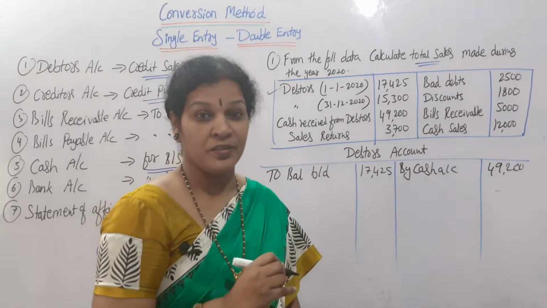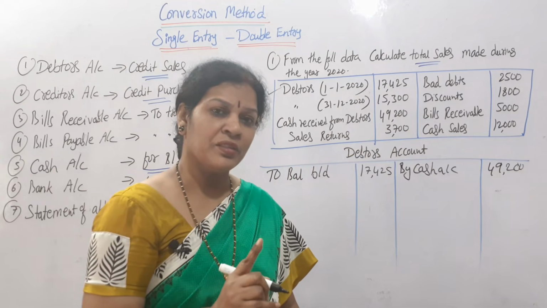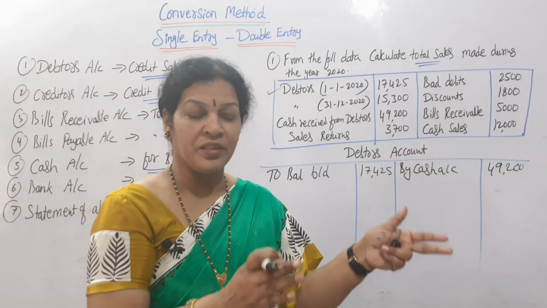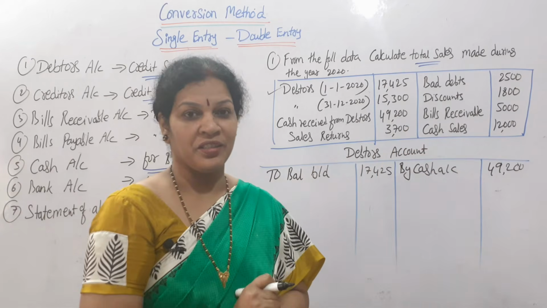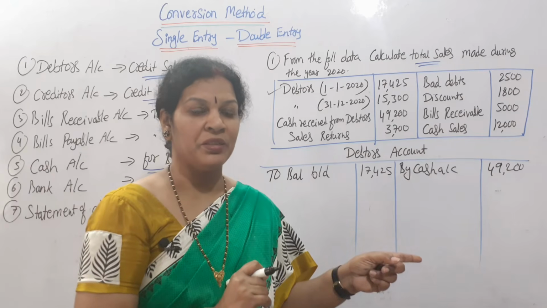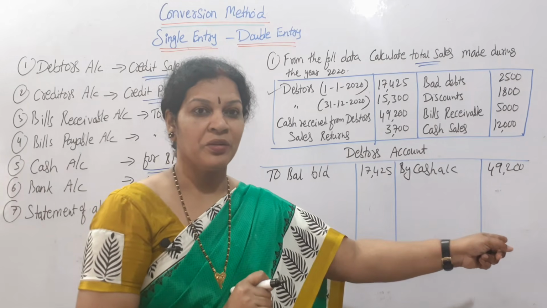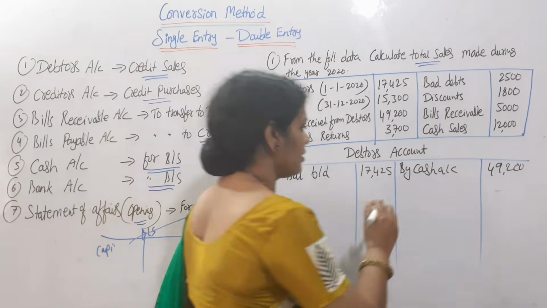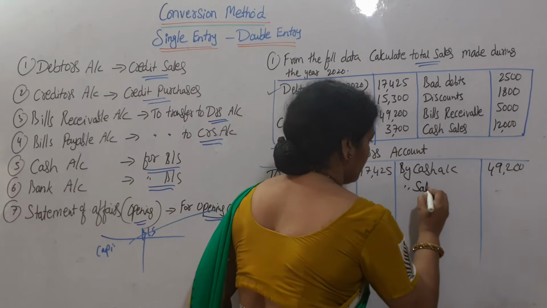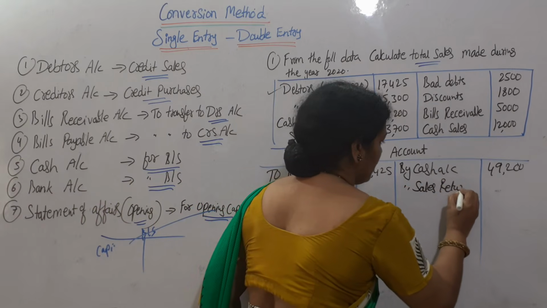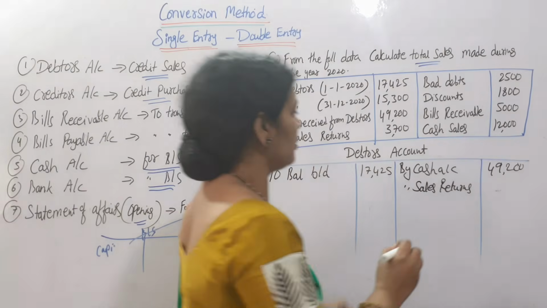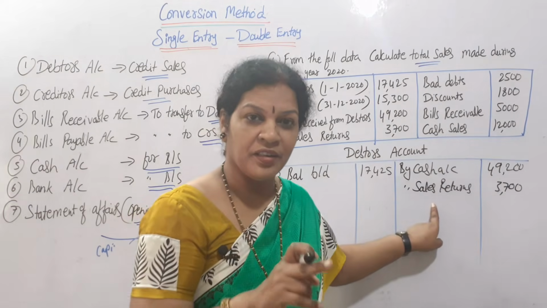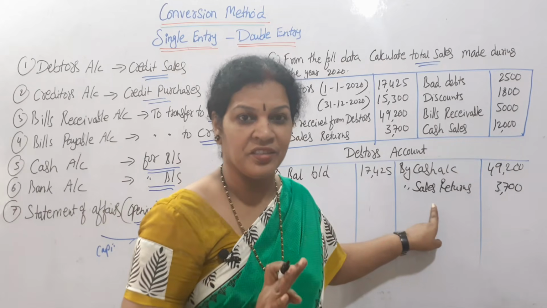Next, sales returns. Sales will always be credit. Generally in the trading account and trial balance, sales will be on the credit side and sales returns on the debit side. But when it comes to the creditors account or debtors account, it will be on the opposite side. Double entry system, no? So sales returns we write on the credit side. Sales returns are 3,700. Sales returns are on the debit side of the trial balance. Here it is the credit side.